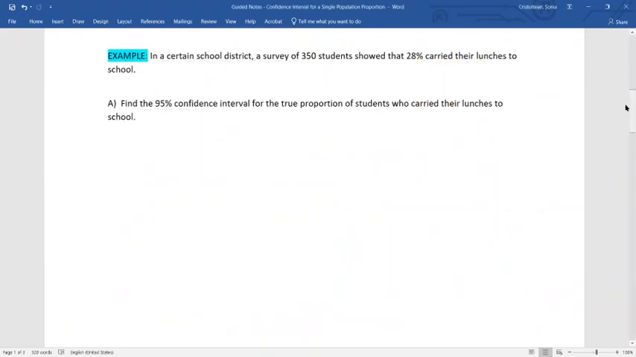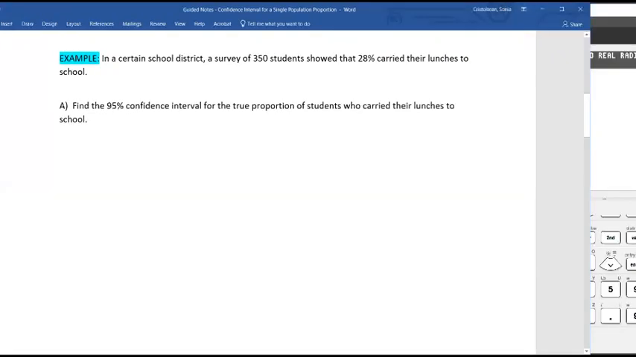We will now go ahead and do a couple of problems, and I will show you how to use the calculator. In a certain school district, a survey of 350 students showed that 28% carried their lunches to school. Find the 95% confidence interval for the true proportion of students who carried their lunches to school.